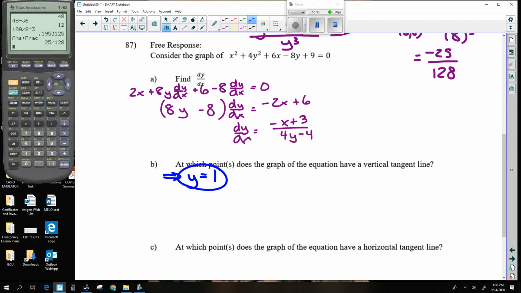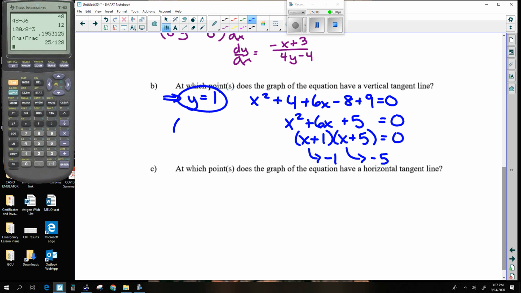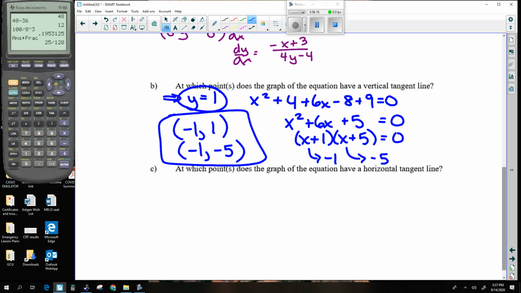Unless, I'm just going to plug in chunk here real quick. x squared plus 4 plus 6x minus 8 plus 9 is equal to 0. That's the original equation. And so x squared plus 6x plus 5 is equal to 0. And then that would be x plus 1, x plus 5. And that would mean -1 and -5. So the points would be -1, 1, and -5, 1. Those are the points of the function that have a vertical tangent line.